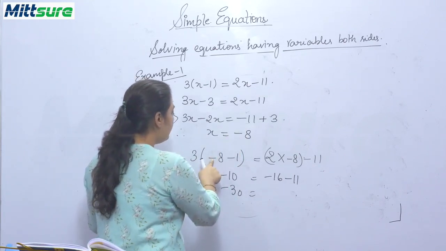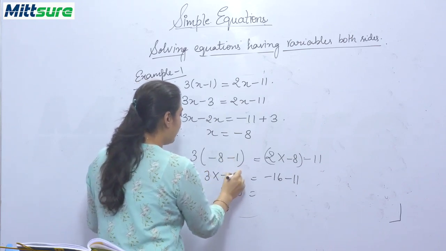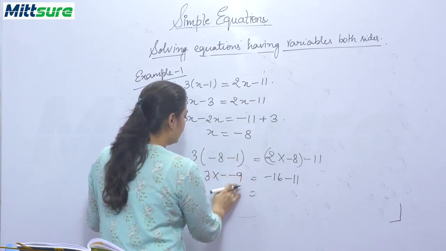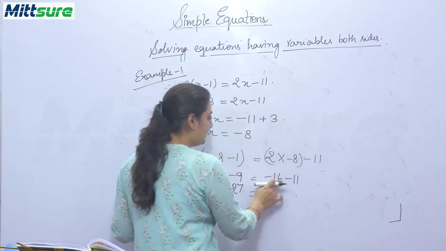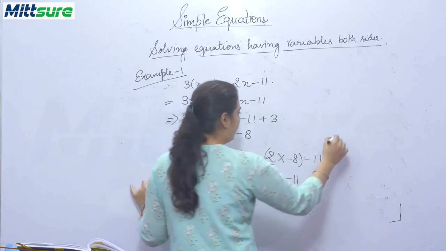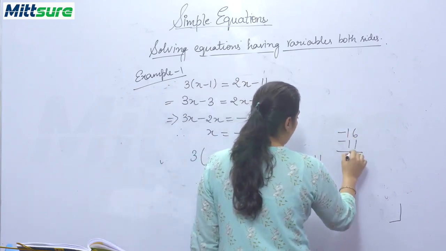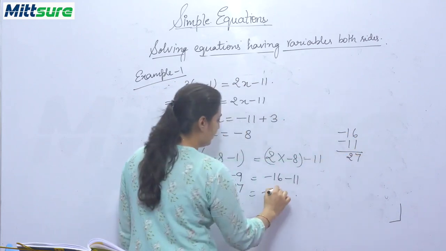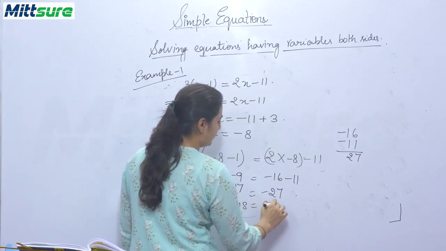I will be first solving it. So it will be not minus 10, it will be minus 9, and I will get here as minus 27, right? Now minus 16 and minus 11, let us add, what we will get? We will get 7 and 2, so it will be minus 27. That gives you LHS equals to RHS.